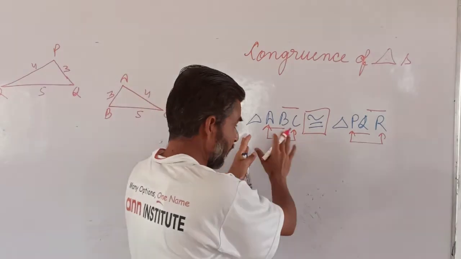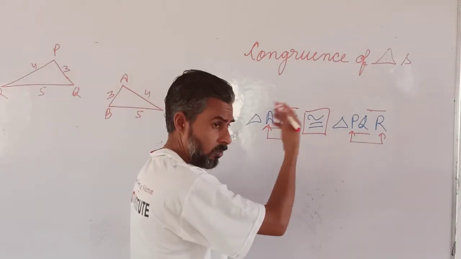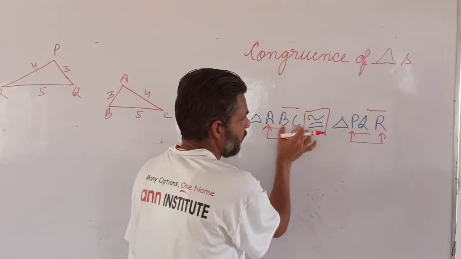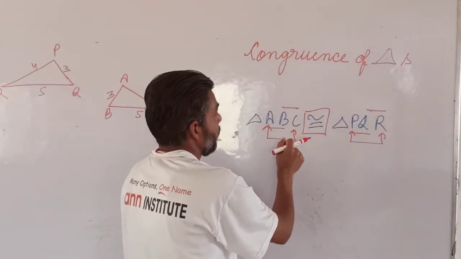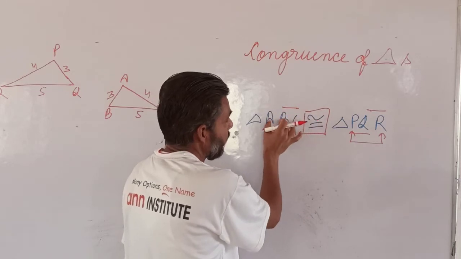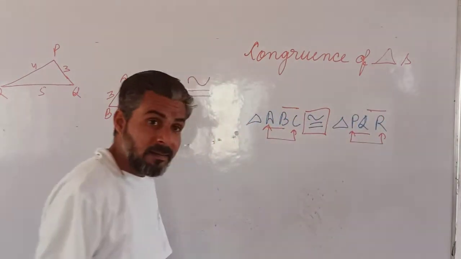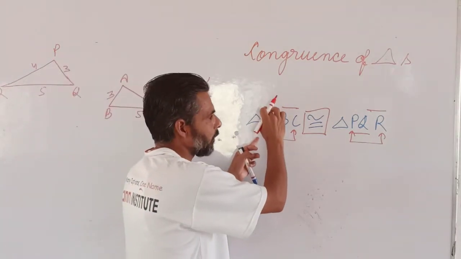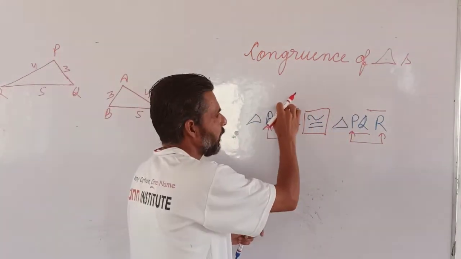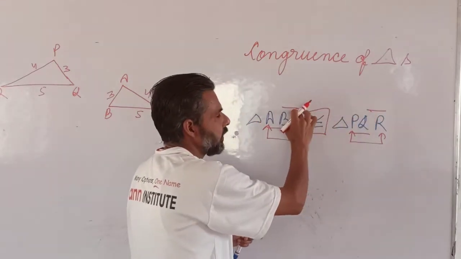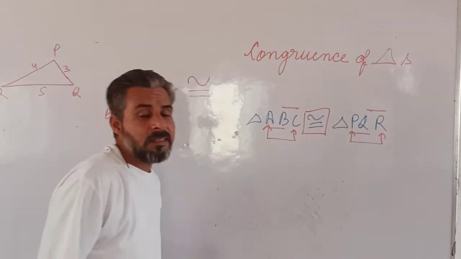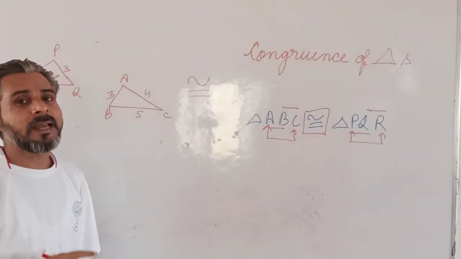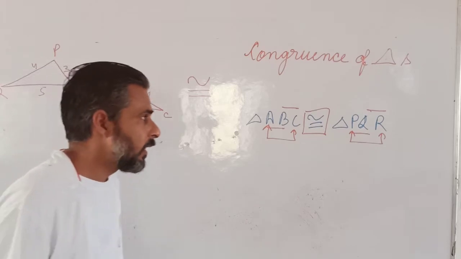From the name, if the names are written like that, triangle ABC is congruent to triangle PQR, then AB will be equal to PQ, AC will be equal to PR, and BC equal to QR. At the same time, the corresponding angles will also be equal. Angle A equals P, B equals Q, C equals R. So these are very important things. The corresponding sides as well as corresponding angles of congruent triangles should be equal.